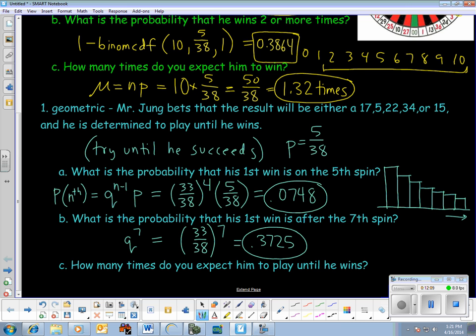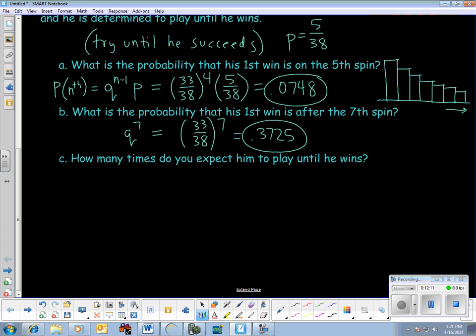And finally, how many times do we expect him to play until he wins? If I have a 25% chance of success, in the long run, I'm going to average out to 1 out of 4. It's going to take me on average 4 tries. If I have a 1 out of 10 shot, it's going to take me on average 10 tries to succeed. All I'm doing is flipping over, or taking the inverse of, the probability. All right, so mu for geometric is 1 over p.